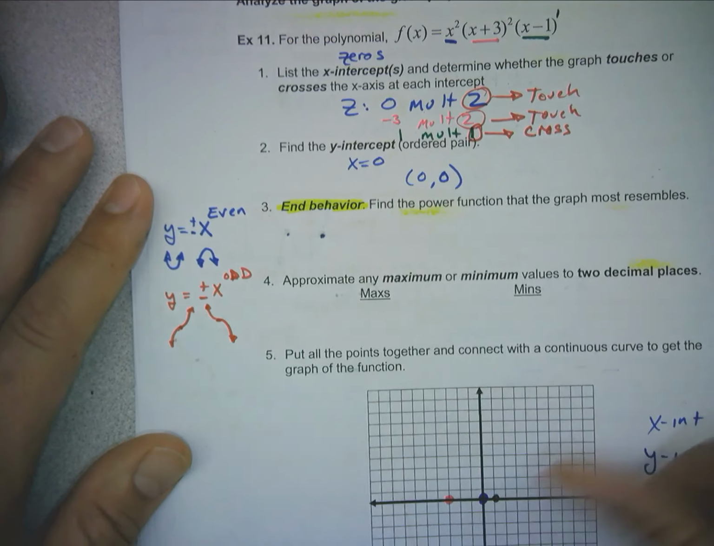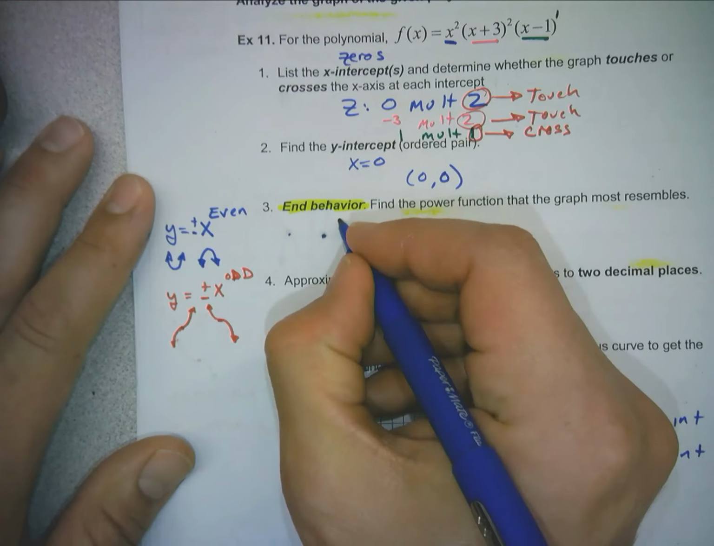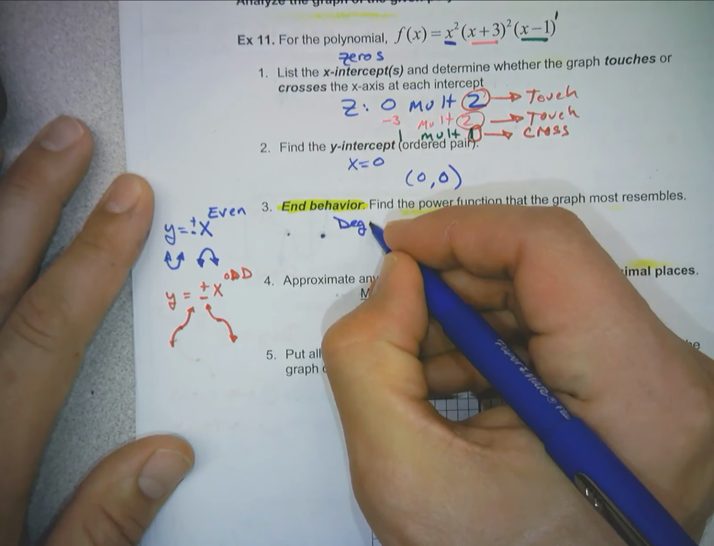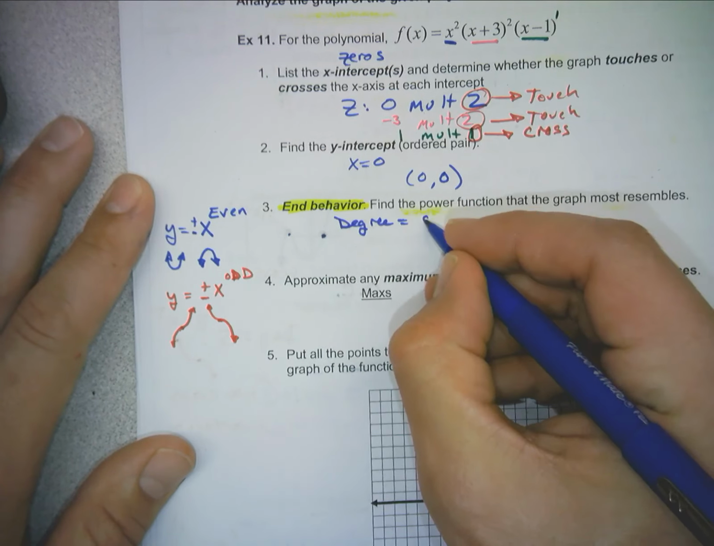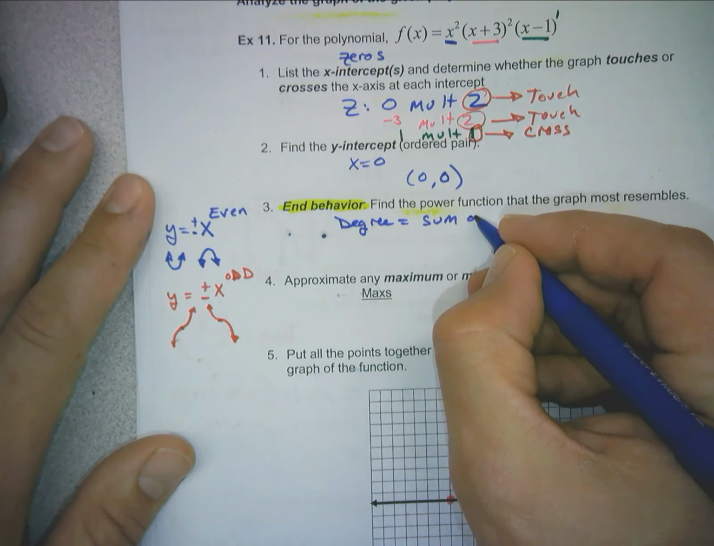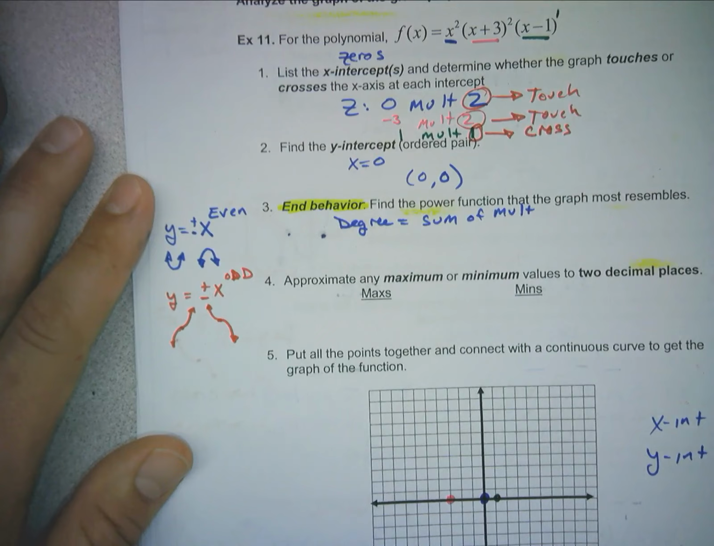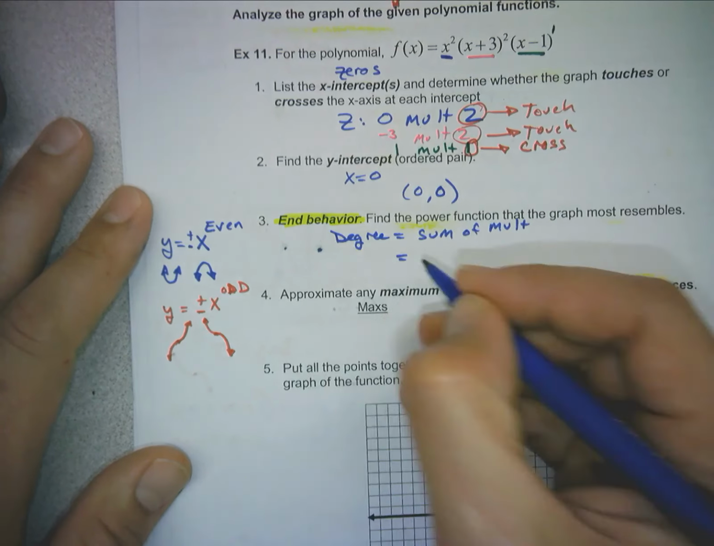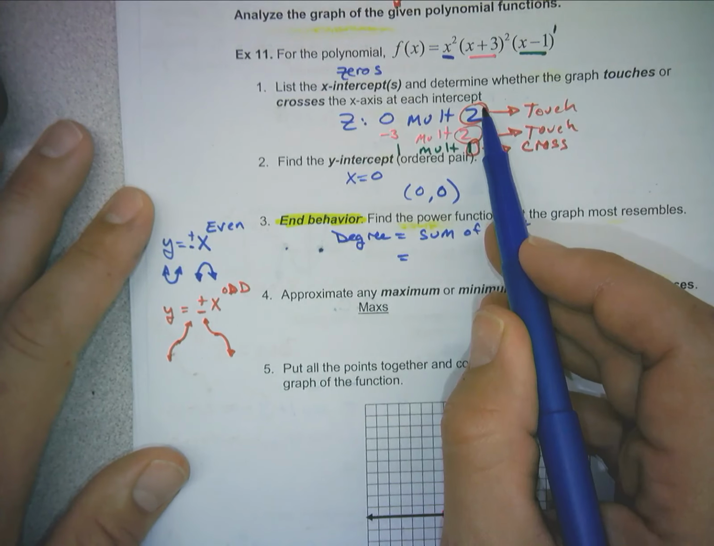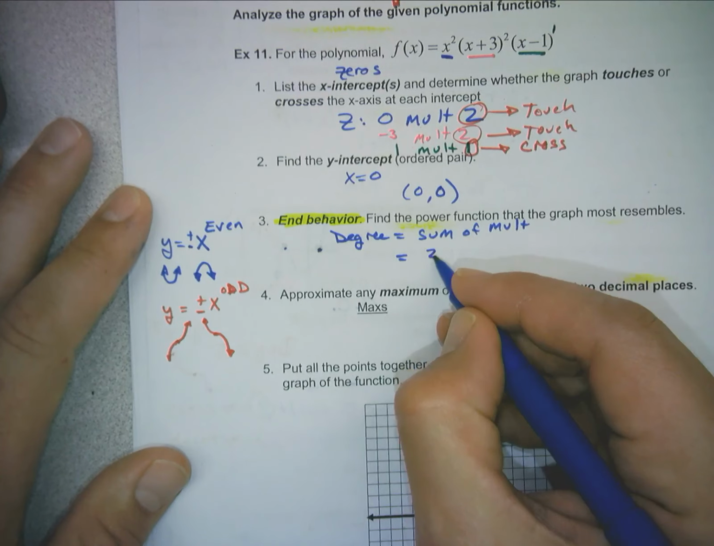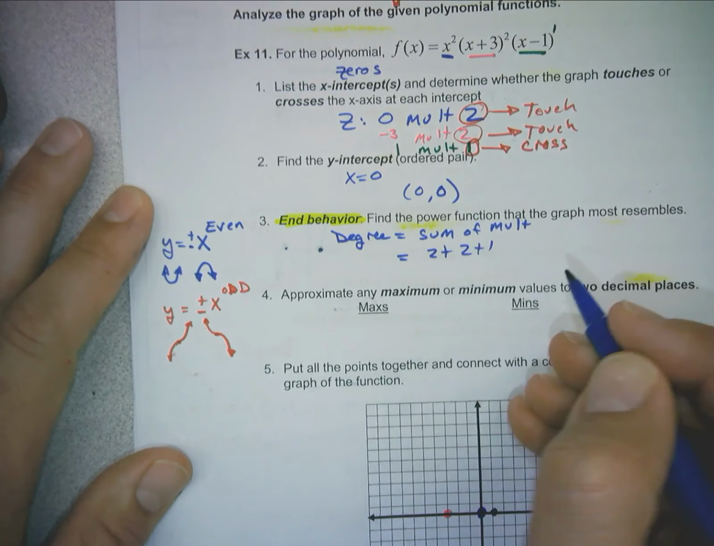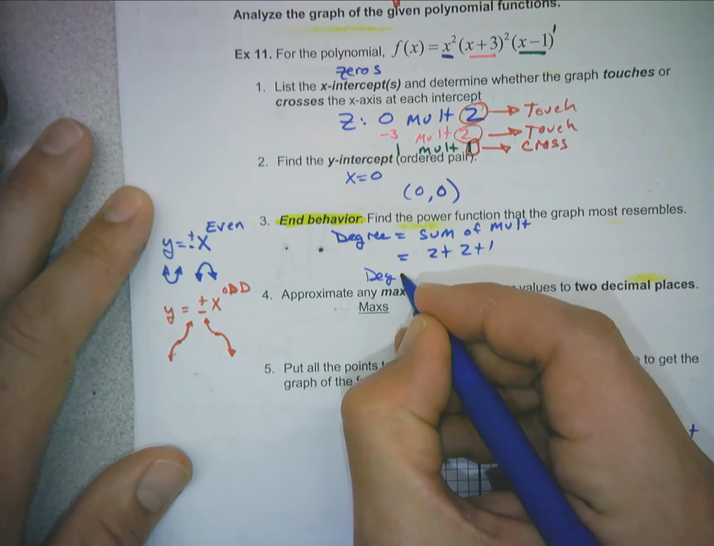Now yesterday we talked about if I want the degree of something, it is the sum of your multiplicities. Okay, so if I want the degree, take your multiplicities. I have 2, 2, and 1. Add them together as a sum. So I get a degree of 5.